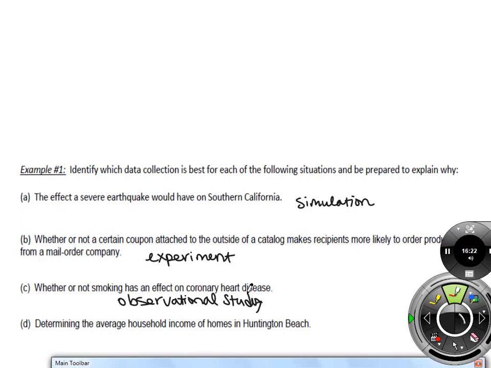All right, determining the average household income of homes in Huntington Beach. Okay? A survey. Right, you could just ask the question, gather the data. You would just have to make sure you were only asking people in households in Huntington Beach to be representative of your population. Okay? All right, now, the next page is full of a lot of information.